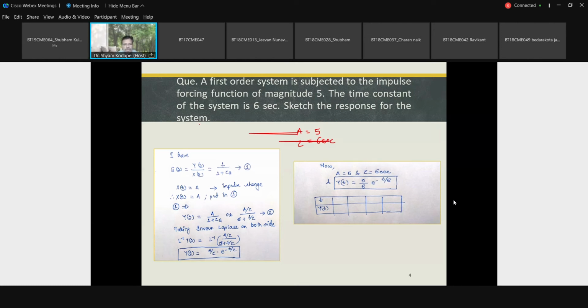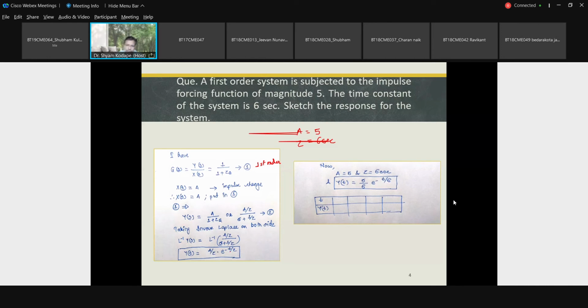Now see, I have G(s) = Y(s)/X(s) = 1 upon 1 plus tau s, since it is first order. So x(t) is equal to A, that's the impulse change. So X(s) itself is of magnitude A. We have already discussed in the previous slide. So X(s) value I will substitute in equation number 1. So Y(s) is equal to A by 1 plus tau s. Further to resolve it, A by tau times 1 upon (s plus 1 upon tau). Taking inverse Laplace on both sides, inverse Laplace of Y(s) is nothing but y(t). Inverse Laplace of this is A by tau into e raised to power minus t by tau.